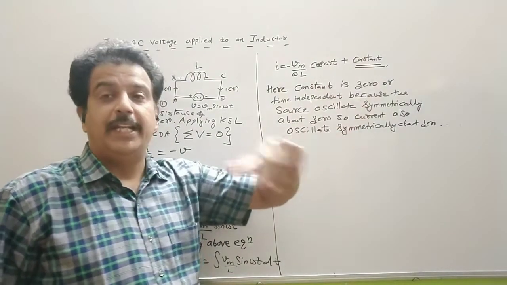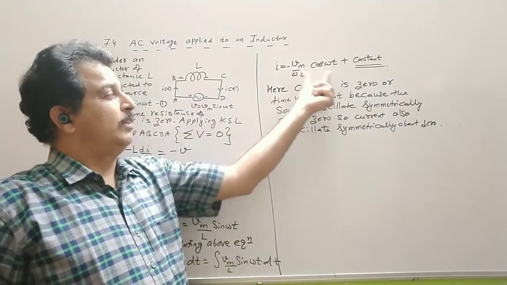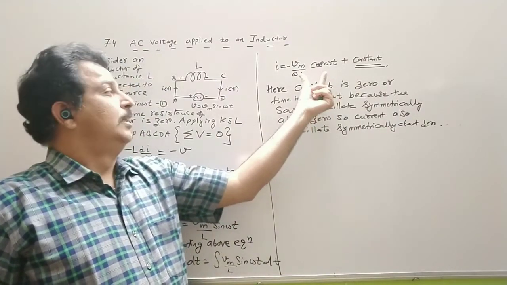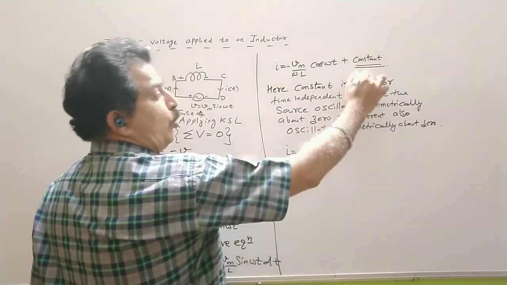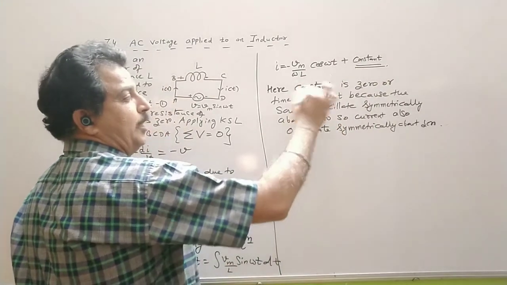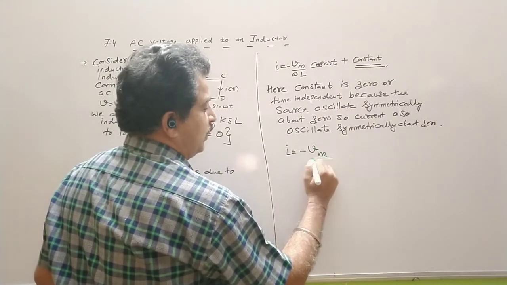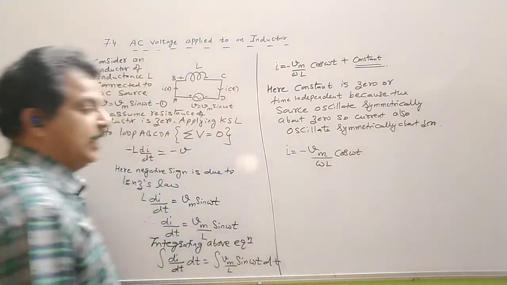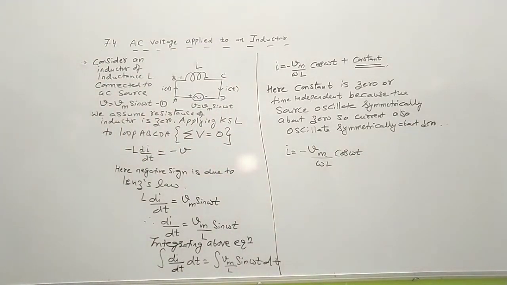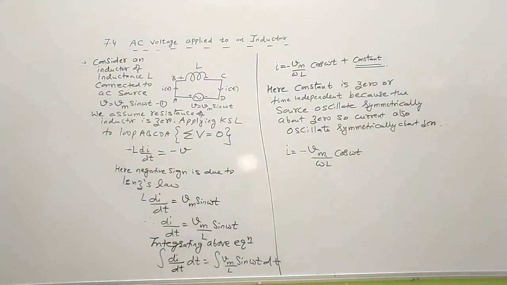So there should not be any term which does not depend on time, because we already have a source which is time dependent. So the current should also be time dependent, and there should not be any constant term. We should have only the term which is time dependent. So the equation is minus Vm upon omega L cos of omega t. So this is the equation of the current. The instantaneous voltage is a function of sine, and the instantaneous current is a function of cos.